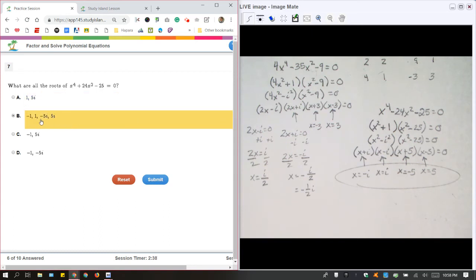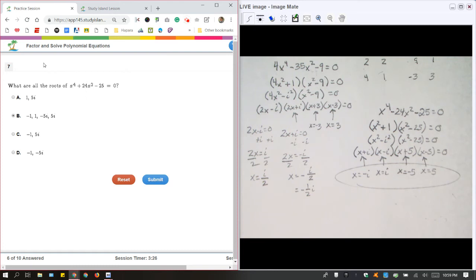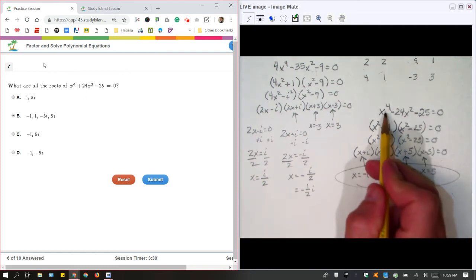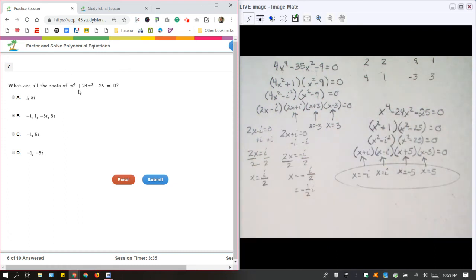That says -1 and +1. That's not what I want. I want -5, +5. Okay, where did we go wrong here? Pause for a second. Okay, I just saw my mistake and I want to show it to you so that you don't make the same mistake. Dumb mistake. It doesn't say in the problem x to the 4th minus 24x squared. It says x to the 4th plus 24x squared.